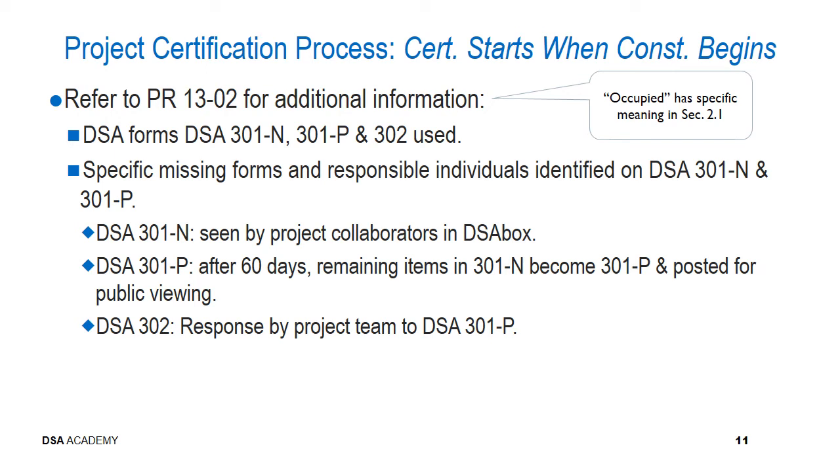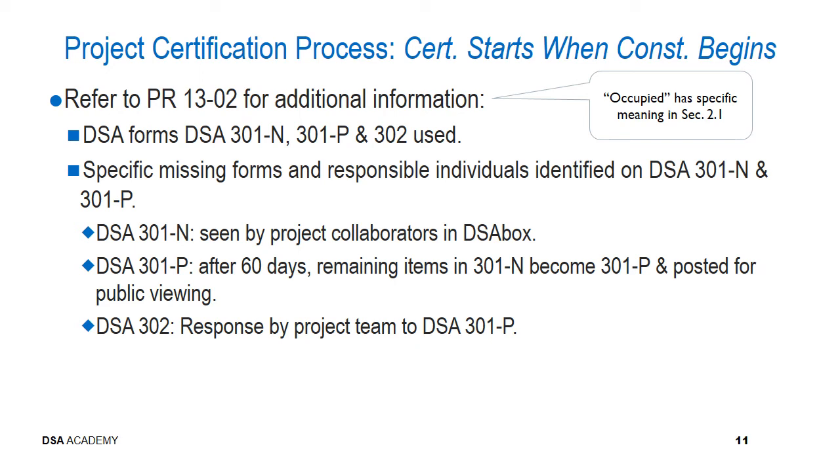those missing forms. After 60 days, whatever is remaining that has not yet been collected, that was identified on the 301N, will then be identified on the 301P form, and that is posted for public viewing. Anyone of the general public can see this information in Certification Box, whether that's school district personnel, PTA, legislative members, journalists, and so on. Anyone can see this. Sometimes this has been referred to as the wall of shame, so to speak.